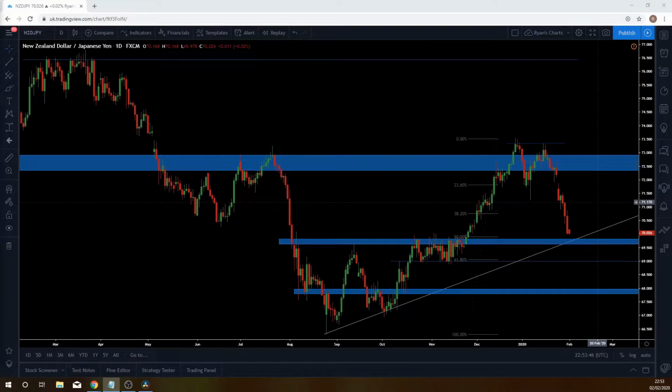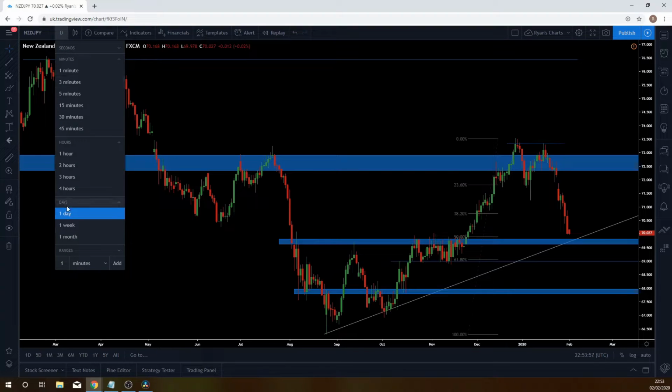So kicking things off, when you first bring up your charts on TradingView, you're going to have your selected currency pair, as I said, and then you're going to need to select the time frame that you're analyzing. I myself am on the 1 day time frame. So this means every single candlestick we're looking at represents 1 day, as you can see on the horizontal grid.